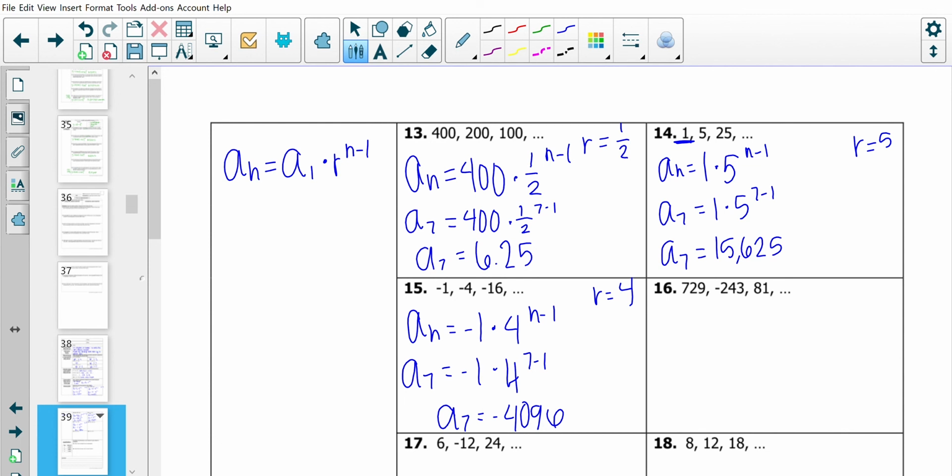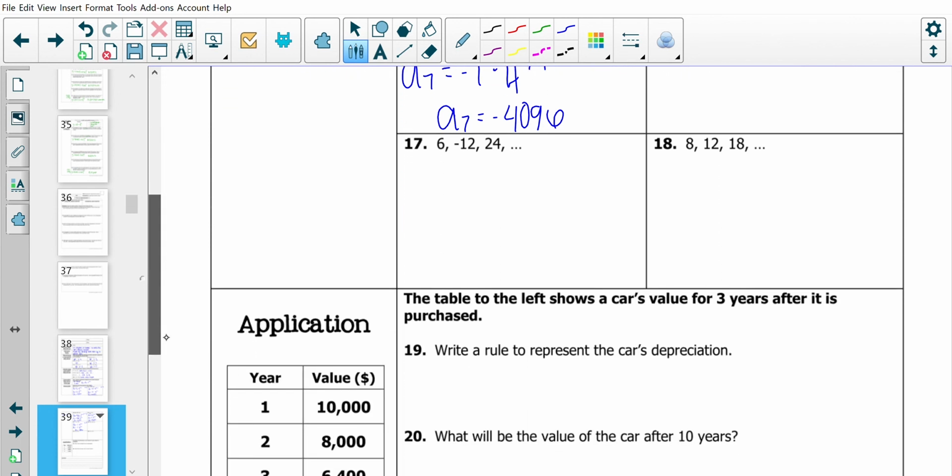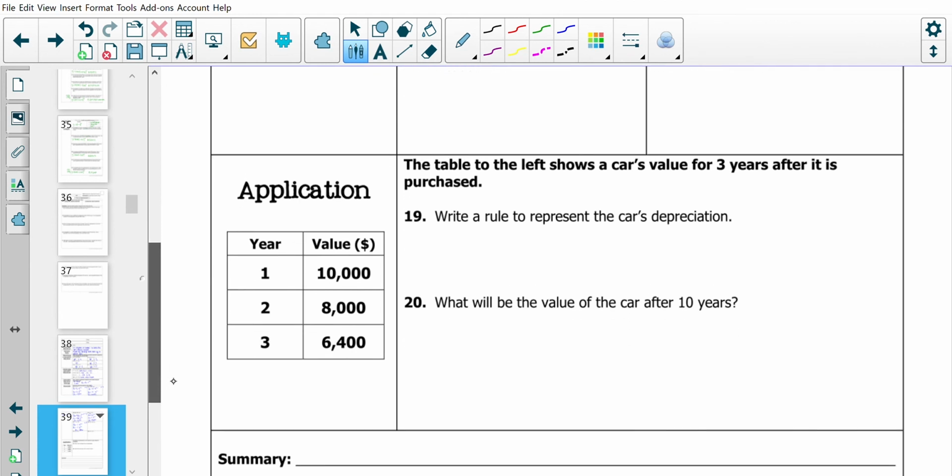Okay, we're going to skip down to 19 and 20. The table at the left shows a car's value for 3 years after it is purchased. Write a rule to represent the car's depreciation. So this is listed 10,000, 8,000, 6,400. Okay, 0.8 is my rule.